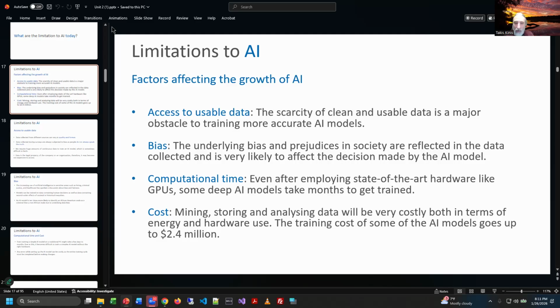It says here that mining, storing, and analyzing data costs a lot of money. It also burns a lot of energy. It also requires a lot of hardware and trained people to do all of that. It says the training cost of some of the AI models goes up to 2.4 million. I can only imagine with some of the newer cutting edge models that it's even more expensive than that. So just to train a model computationally, they might have to pay a data center $2.4 million to train that AI model. And then we use ChatGPT and we're like, hey, what's my favorite color? What should I have for dinner tonight? Goofy little things like that we ask.